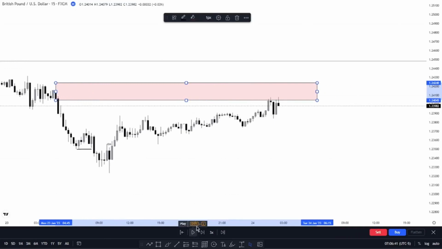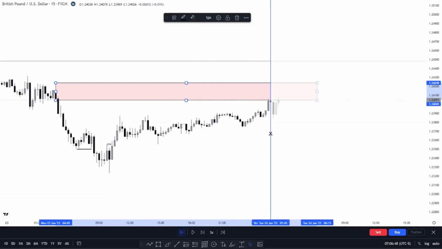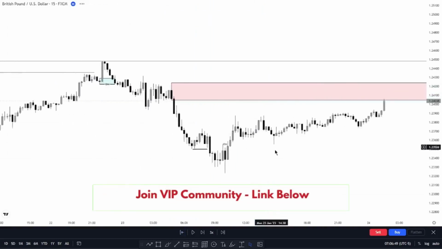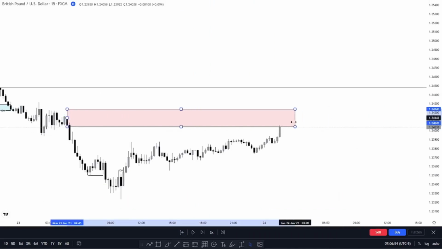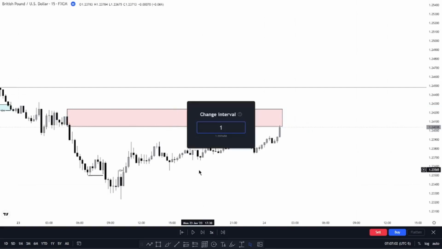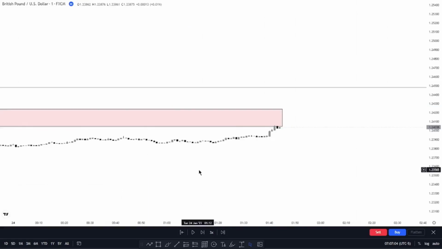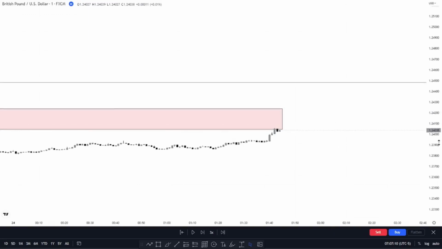Okay, so you can see price has tapped into that supply zone. We have gone too far. Let me start from here. As you can see, price tapped into the supply zone. So what are we to do? We are to drop to the 1 minute time frame. That is our entry time frame, and see what price holds for us there.